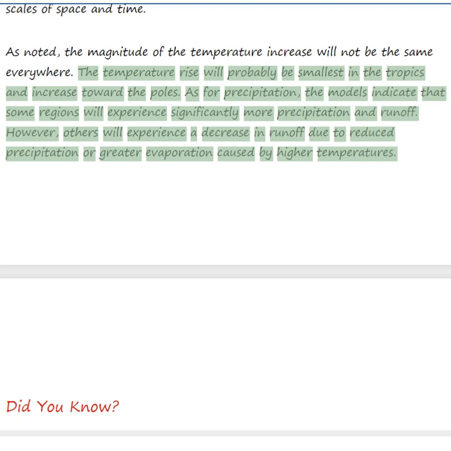As for precipitation, the models indicate that some regions will experience significantly more precipitation and runoff. However, others will experience a decrease in runoff due to reduced precipitation or greater evaporation caused by higher temperatures.